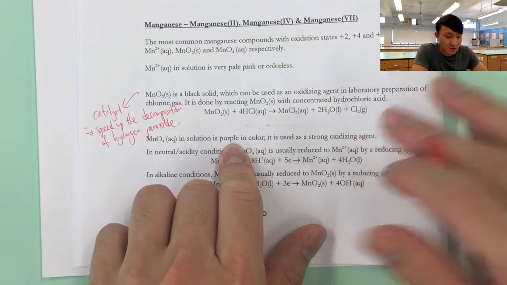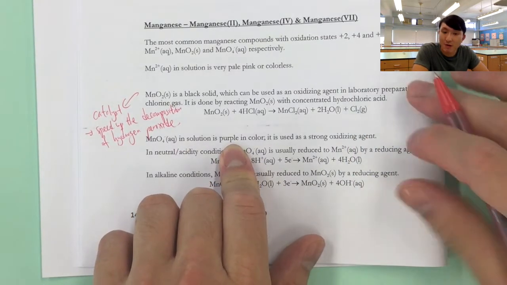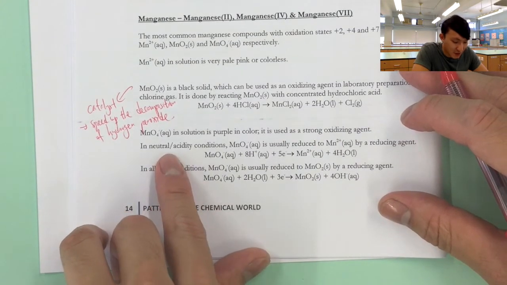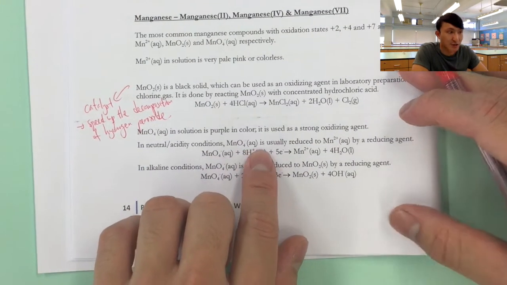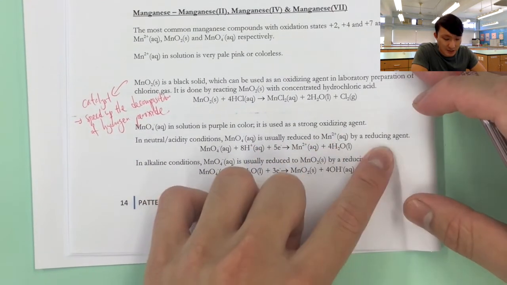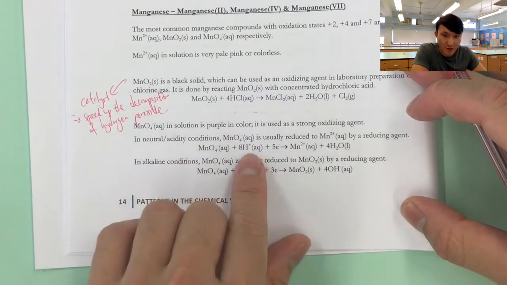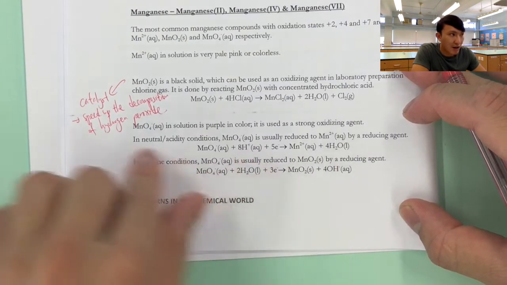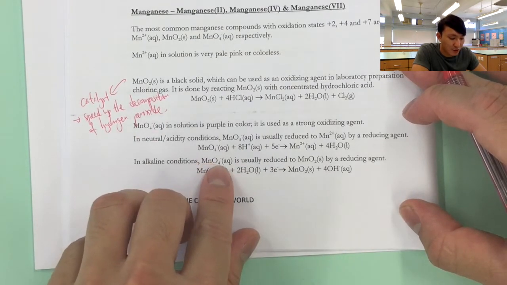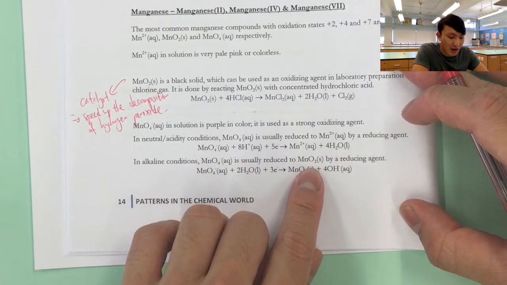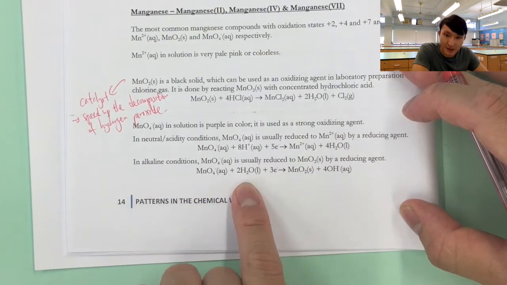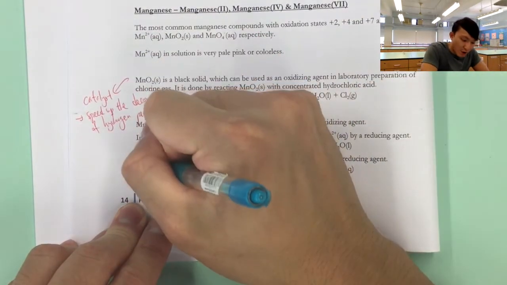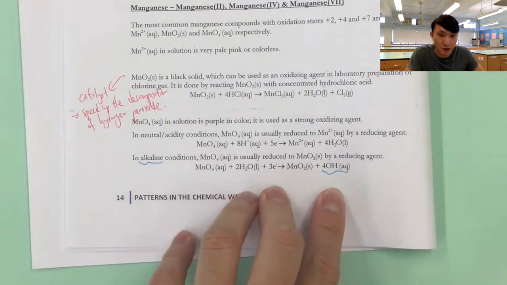Okay? Now down here, MnO4-. So it is a purple solution. You learn about that. It is a very powerful oxidizing agent. So in acidic or neutral environment or condition, MnO4- is usually reduced to Mn2+ by a reducing agent. Okay? And this is the ionic half equation for the reduction of MnO4-. And in alkaline solution, MnO4- will reduce into MnO2. Okay? So the ionic half equation is a little bit different, and pay attention that since it is an alkaline solution, we have OH- instead of H+.